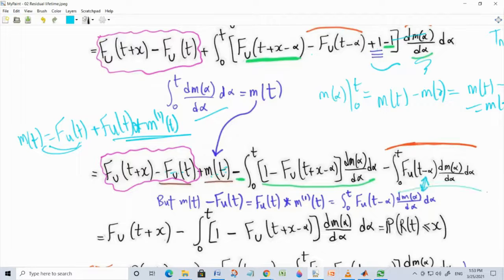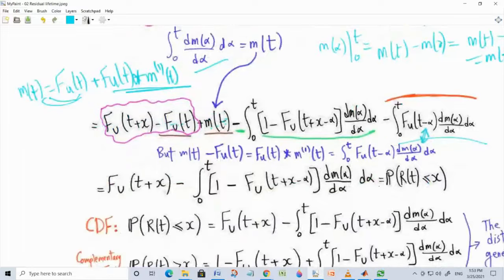But what is this last term here? This last term is the convolution between the CDF and the first derivative of the renewal function, and it comes with a minus sign. So these two cancel out, and we are left with this guy here, and this integral will survive. And this is the CDF of the residual time, and as you can see, generally speaking, it depends on t. It is parameterized by t. The distribution depends on the time of inspection.